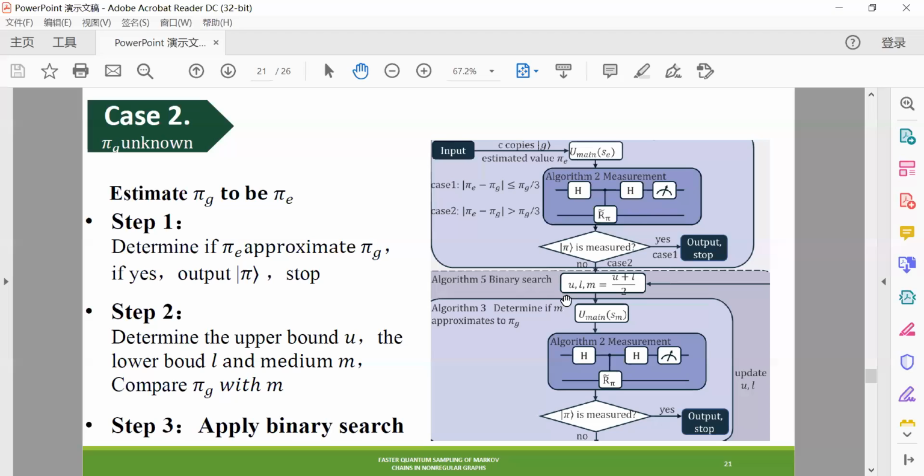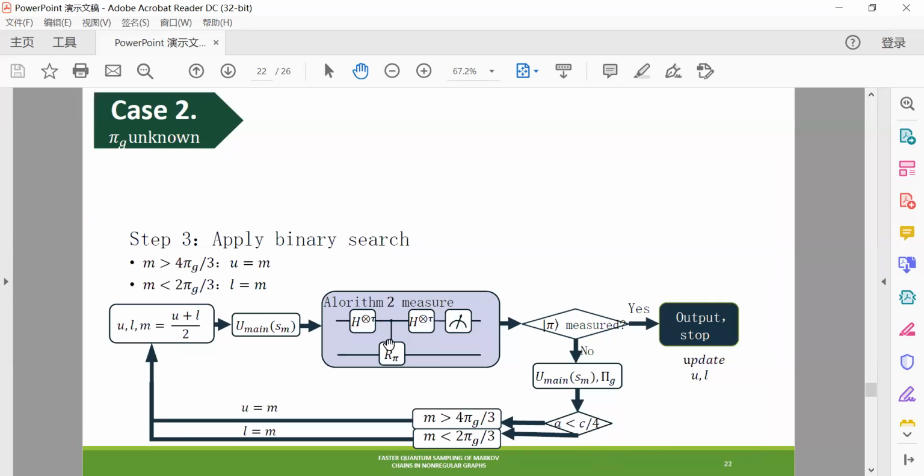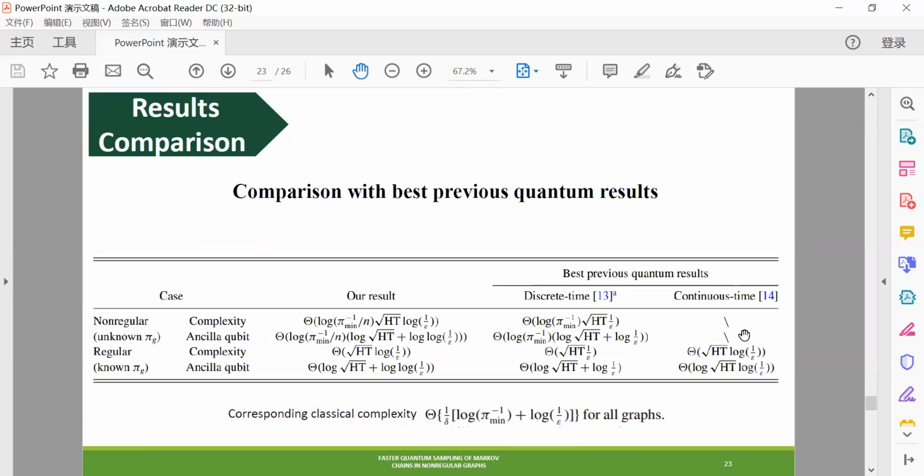That is, we will calculate the upper bound, lower bound and medium, and then construct the U-main operator by the interpolator value SM. Then we can do measurement and estimate whether pi is measured. If yes, we can stop, but if no, we go to this step. That is, we can use binary search to do the process iteratively, and then output the state pi.